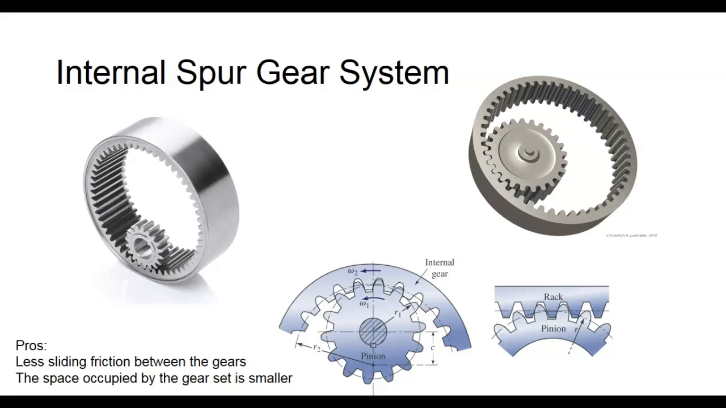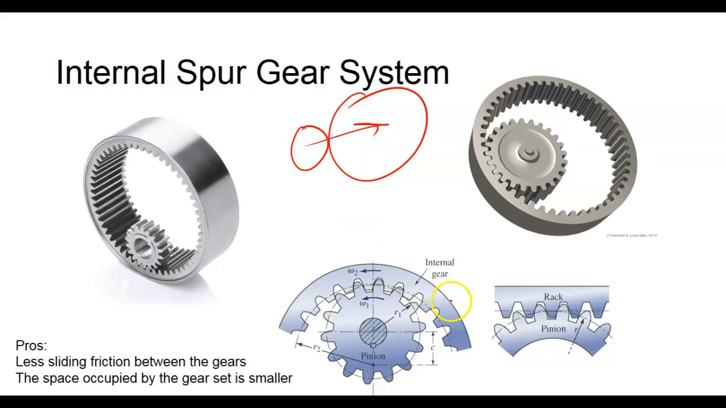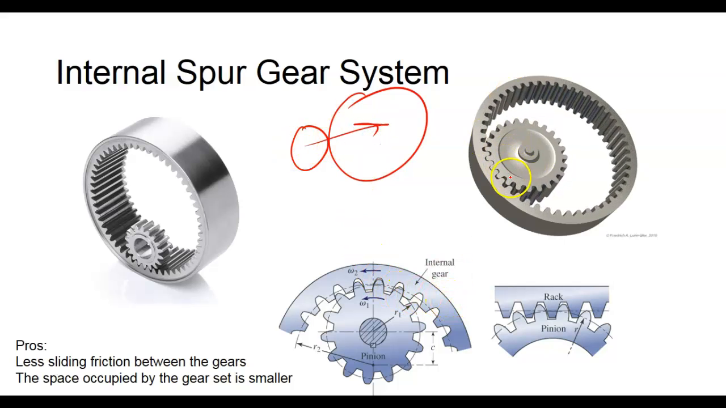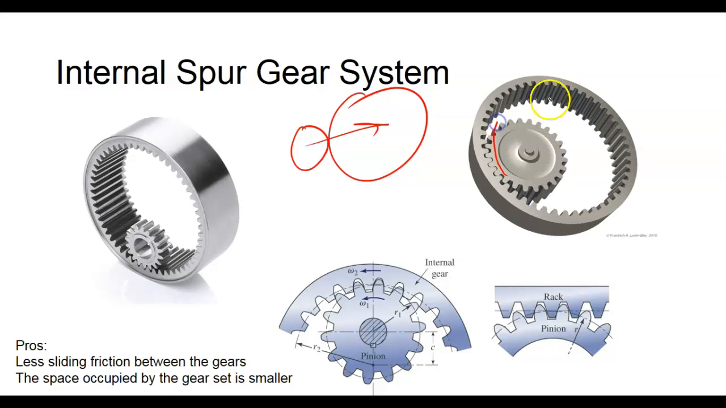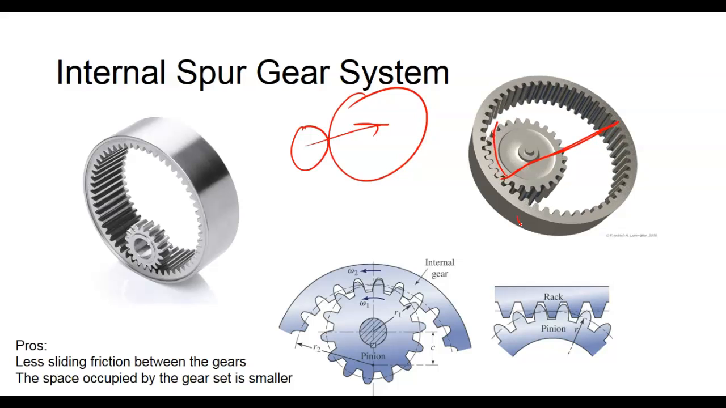These are used to reduce the space of the gear. So if I've got one gear here and then one gear over here, this is going to occupy a lot of space, right? You understand that? But if we put the driver in the center like this, then this would only occupy the space of the driven, right? Does that make sense?